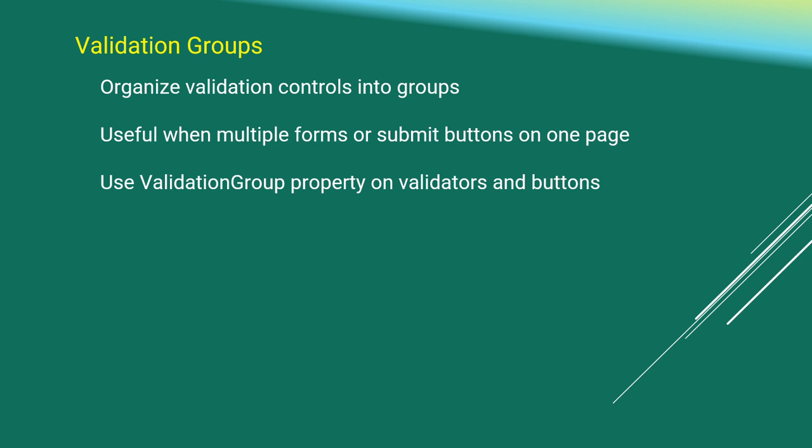When your page has multiple forms or buttons, validation groups let you run validation selectively. Assign the same validation group to a set of validators and the button that triggers validation, keeping validation organized and relevant to the user's current task.